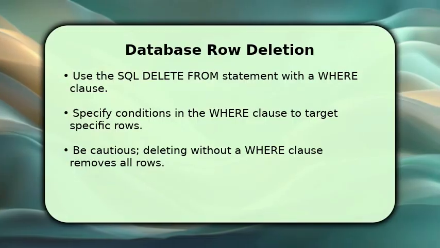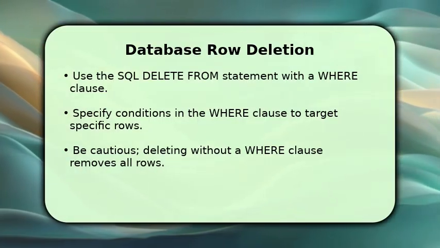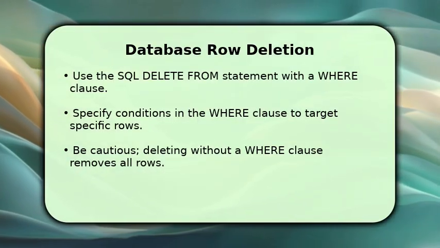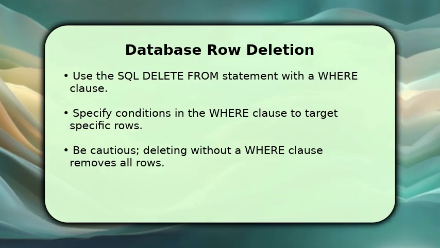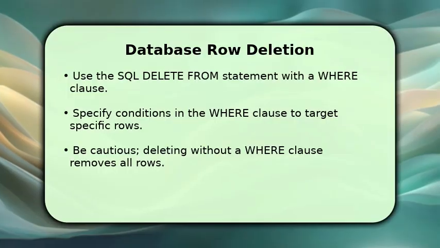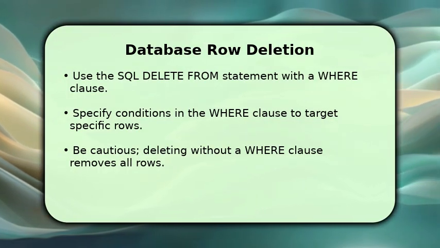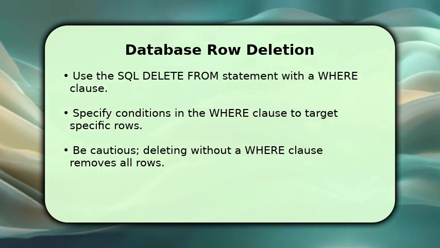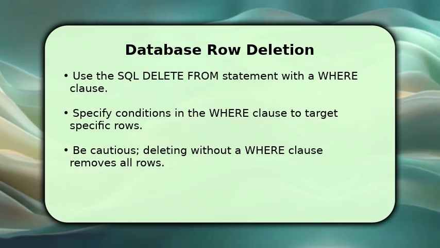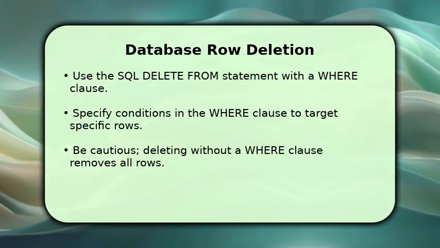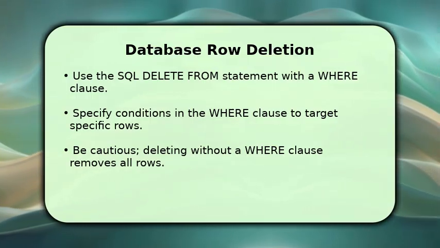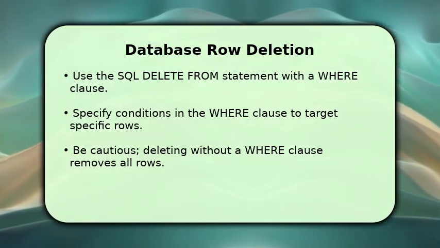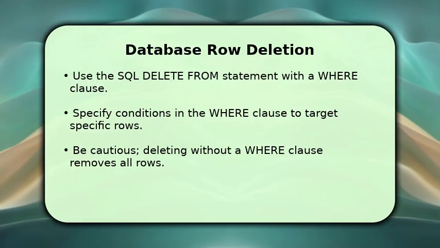In a database environment, deleting rows typically involves using SQL commands. The primary command is delete followed by the table name. It is crucial to include a where clause to specify which rows you intend to remove. For example, delete from customers where customer ID equals 123 will remove only that specific customer. Without a where clause, the command will delete every single row, so always proceed with extreme caution.